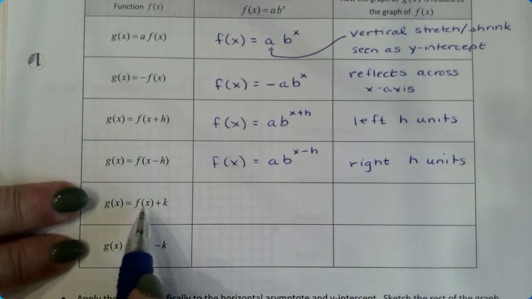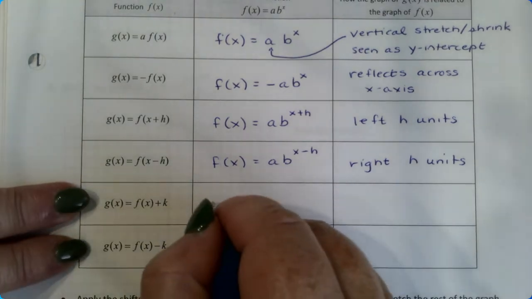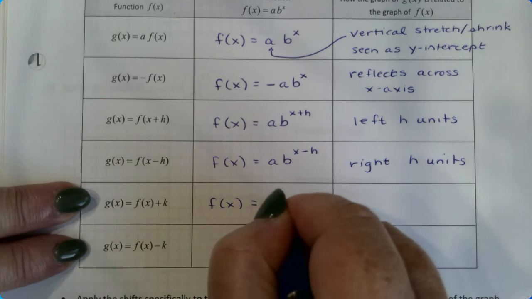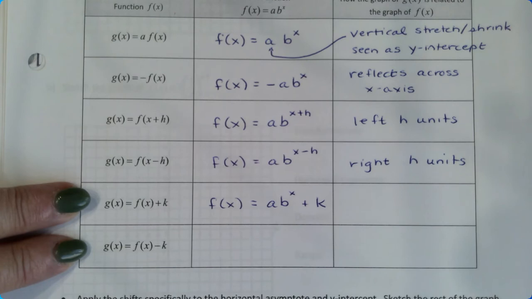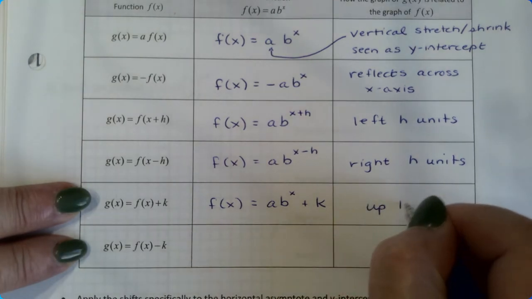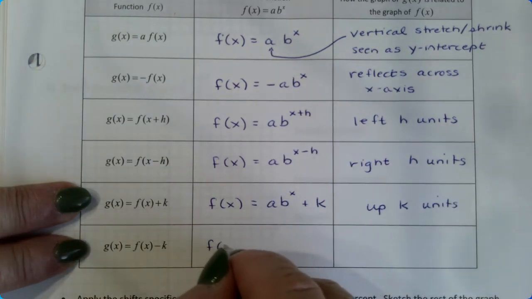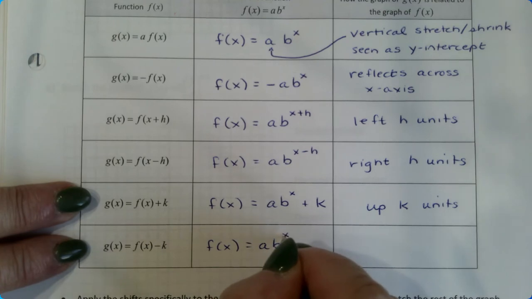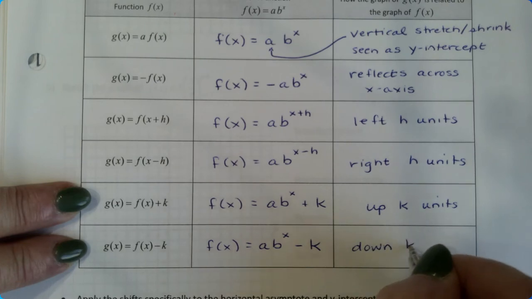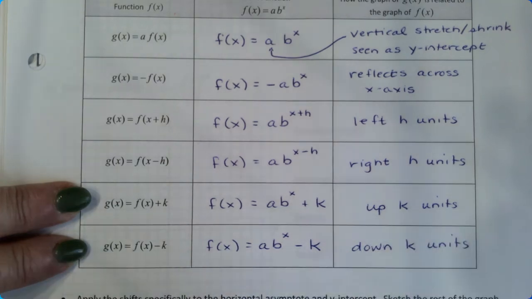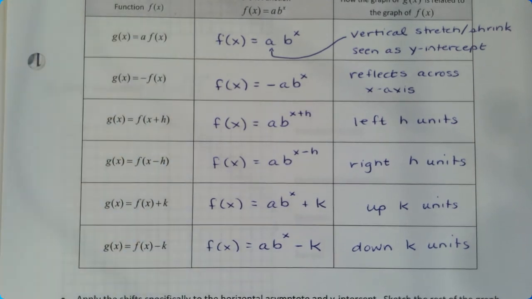The last two, where we're adding or subtracting something outside of the parentheses, these are our vertical shifts. So if I've got my function ab to the x, and I add k units to that, that's going to shift up k units. And if I have my exponential function ab to the x, and I subtract k, that's going to make it shift down k units. So again, these are the generic forms. This is what it looks like specifically for our exponential functions.